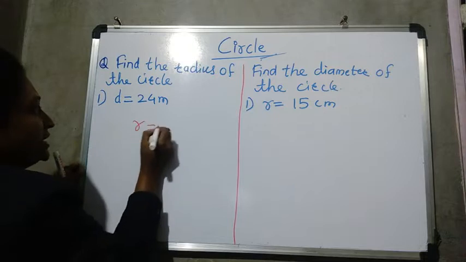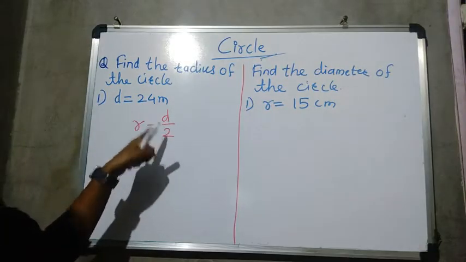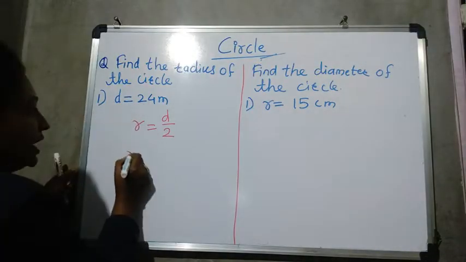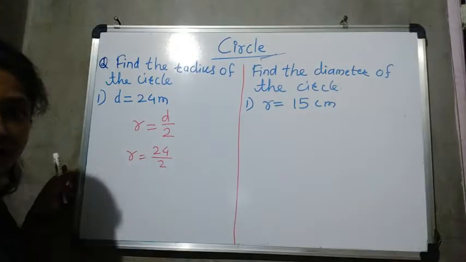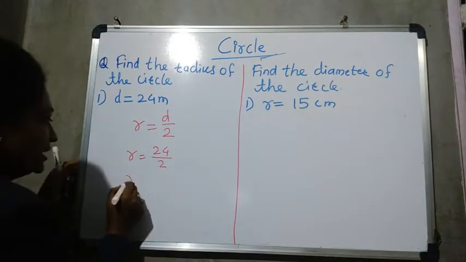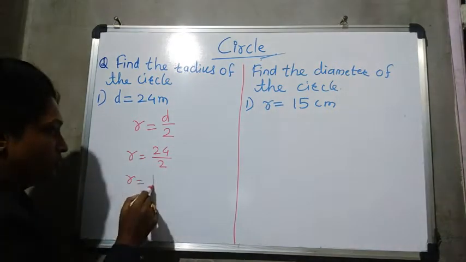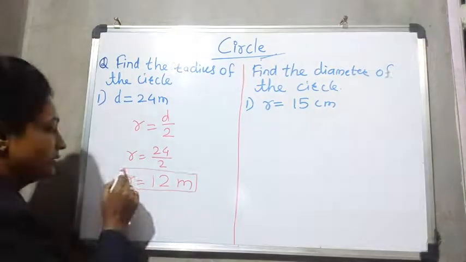See, radius is half of the diameter. Okay, see, d by 2 means diameter divided by 2. Now what is our diameter? 24. So radius is equal to 24 divided by 2. So what we will get? See, we will divide this. See here, 2 ones are 2, 2 twos are 4, means radius you will get 12 meter.